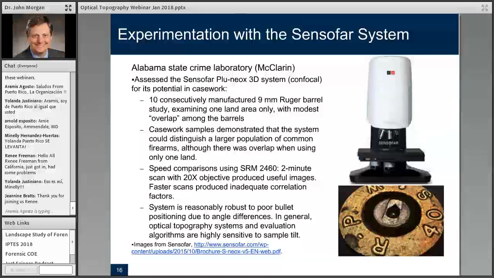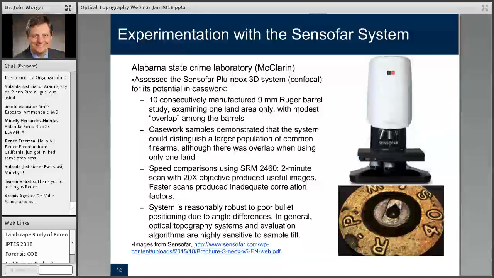The casework samples demonstrated that the system could distinguish a larger population even with this overlap, and that it was very, very important when you're validating this kind of an instrument to look at the acquisition parameters. That is, if you scan more quickly, the system is going to be making compromises that you may not want it to make with respect to the image quality.